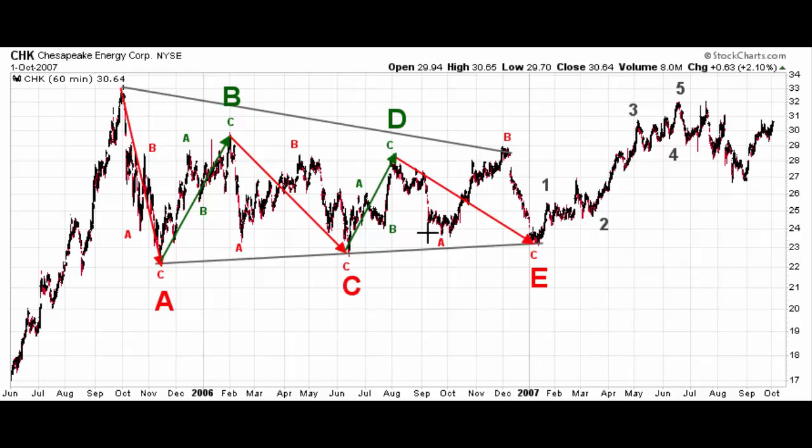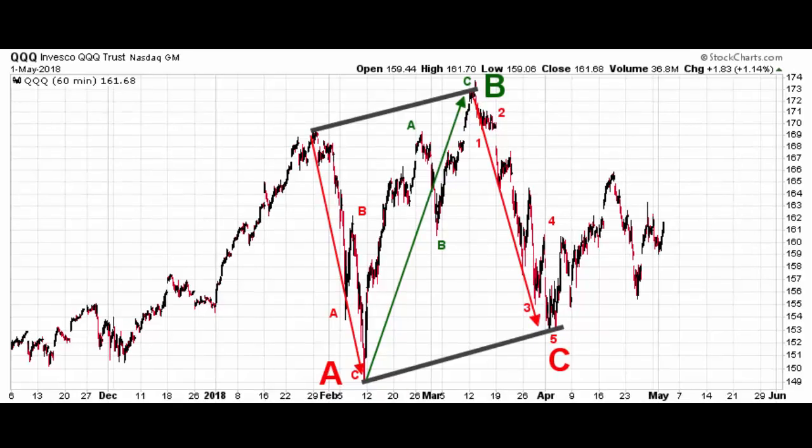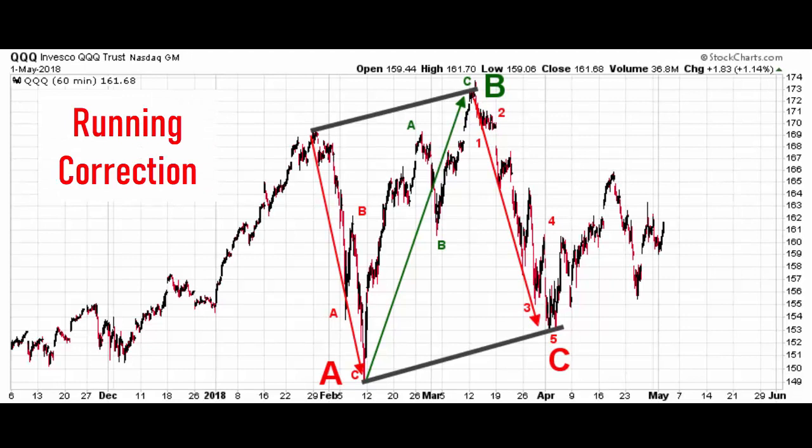So let's take a look at a couple more confusing or complex corrective patterns that are possible. This correction here is what we call a running correction. Generally speaking, running corrections will be flat corrections. If you recall, flat corrections play 3 waves out in the initial A wave, 3 waves up to the upside in the B wave, and then 5 waves down, so a 3, 3, 5.